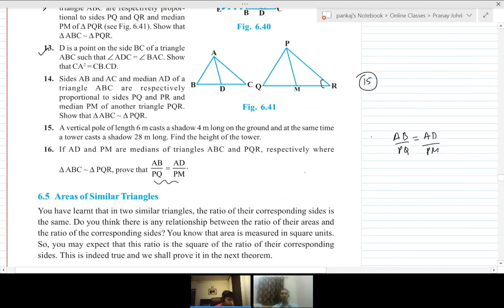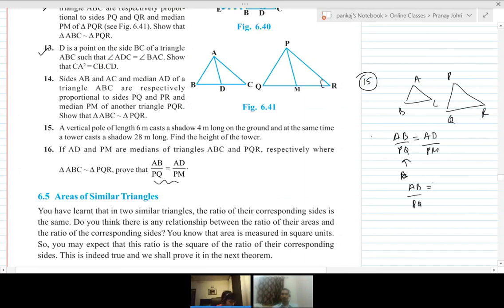From ABC similar to PQR, we get that AB is proportional to PQ. First, this is done.